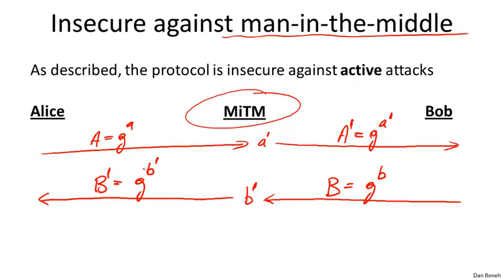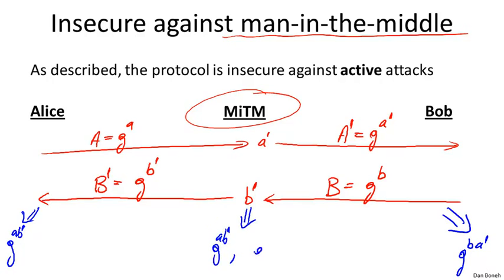Now, what happens? Alice is going to compute her part of the secret key, and she's going to get g to the A B prime. Bob is going to compute his part of the secret key, and he's going to get g to the B times A prime. Now you notice, these are not the same keys. And the man in the middle, because he knows both A prime and B prime, can compute both g to the A B prime and g to the B A prime. It's not difficult to see.